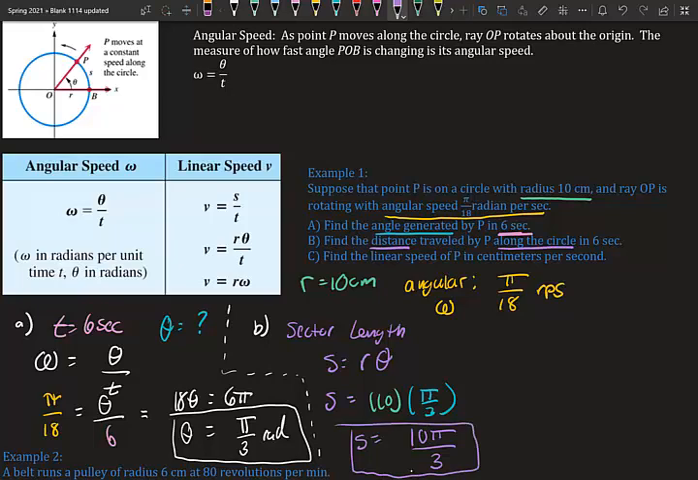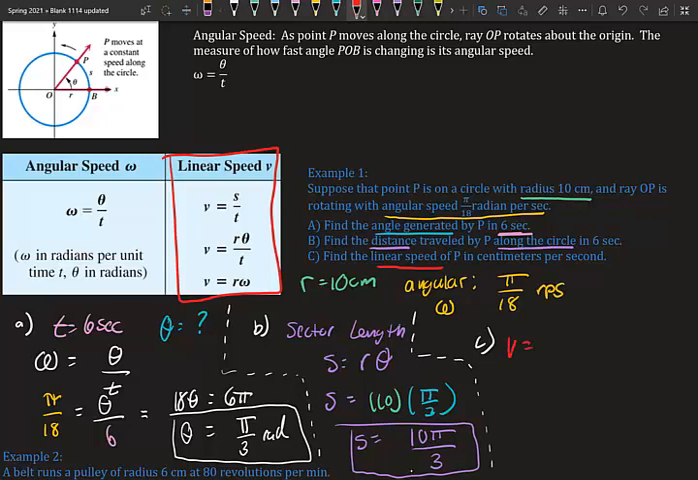Alright, so let's pay attention to what we have. We have theta, we have S, we have R, we have W. Find the linear speed of p in centimeters per second. So linear speed, not angular speed, is represented by these formulas right here. So we know we're going to have to use something with v in it. It's going to have to be v equals something.